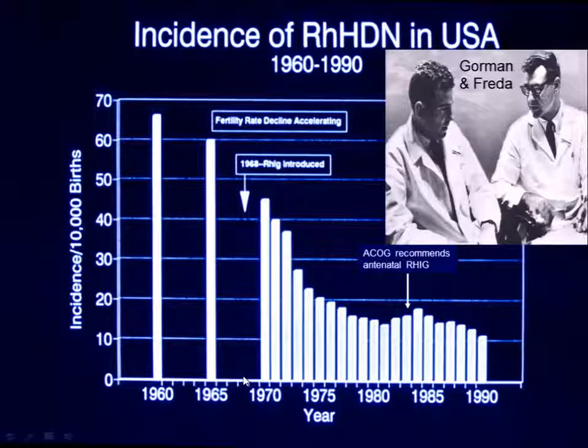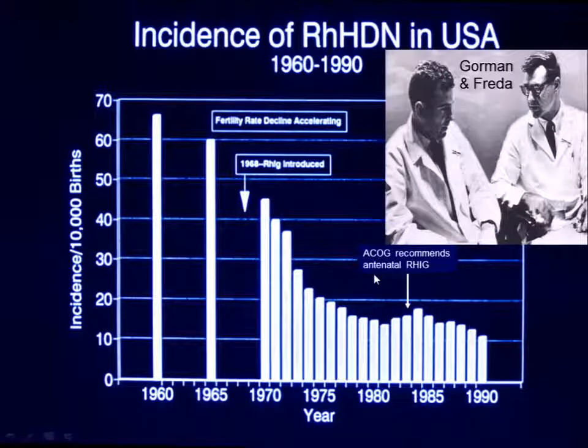And this is what's happened to rhesus disease over time. We can thank these two individuals, Frida and Gorman. Frida was the obstetrician in the group, and Gorman was a blood banker. And interestingly enough, they were both residents in training at the time when they came up with the idea of rhesus immune globulin. Based on their studies, in 1968 the first product of rhesus immune globulin was approved by the FDA, and you begin to see a fall in the incidence of rhesus disease.